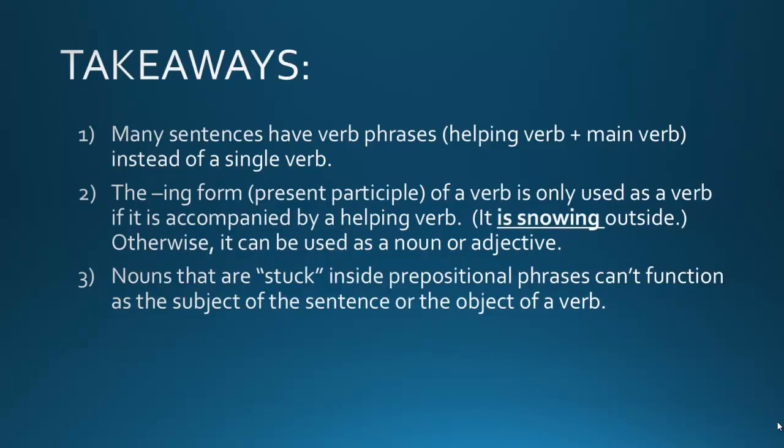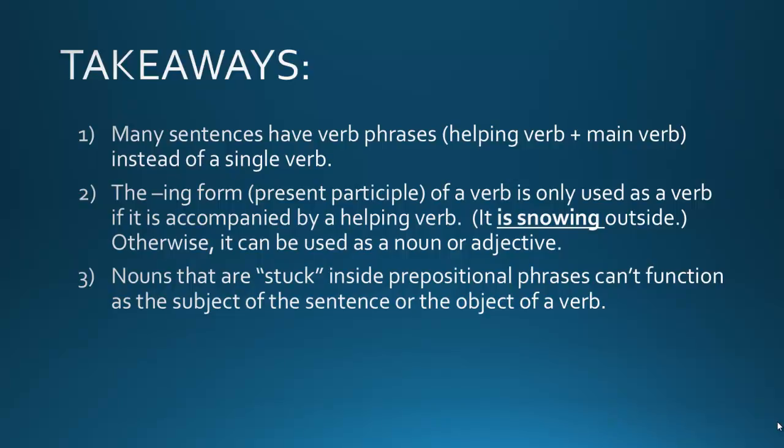Okay, so I know there was a lot going on in that video. I wanted to sort of introduce the idea of participles, past and present, because verb forms can be used in a lot of different ways. But really what I want you to pay attention to in this video are these three things. Many sentences have verb phrases instead of a single verb, okay? Only the simple tenses, past, present, and future, have the single verb, okay? Everything else has a verb phrase, which is a helping verb plus the main verb.